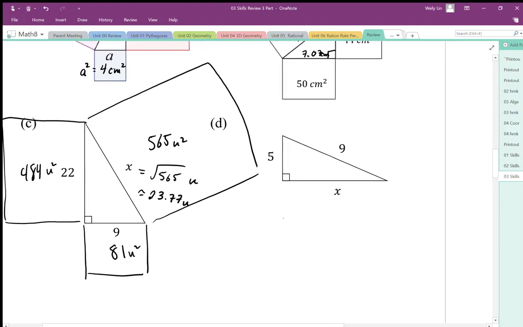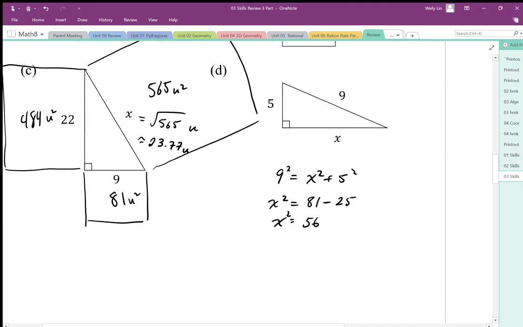So here we can use our formula. We know that 9 squared is equal to x squared plus 5 squared, the two shorter sides. So we need to subtract to get the area of x squared. 9 squared is 81 minus the area 25. So the x squared area works out to be 56.